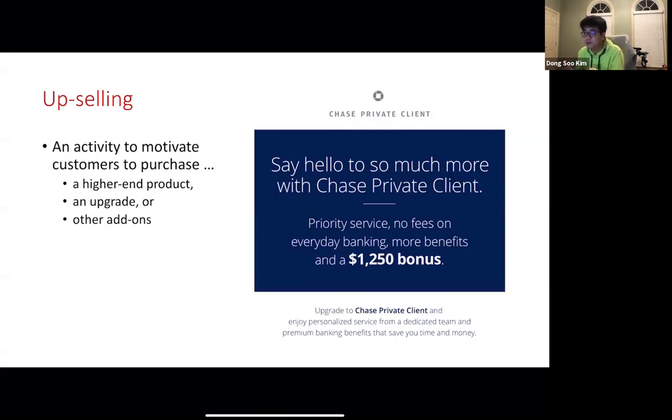The offer also includes an immediate cash back, which is worth $1,250 when I upgrade to this premium service. Then, what would happen if I upgraded? Due to the requirement of $150K balance, Chase expects more revenues from my accounts, which means an increase in profitability from my accounts.